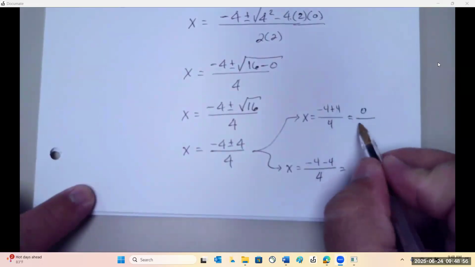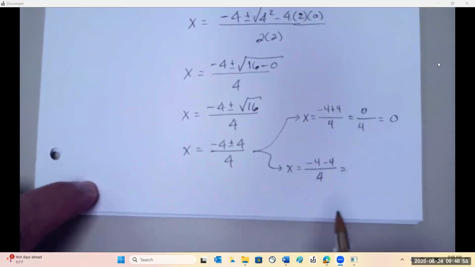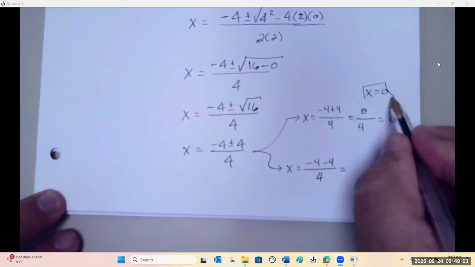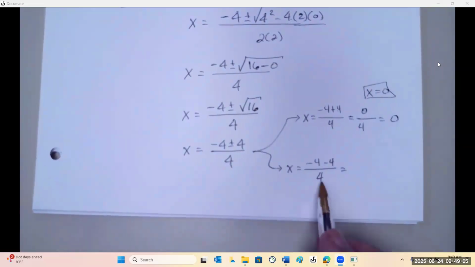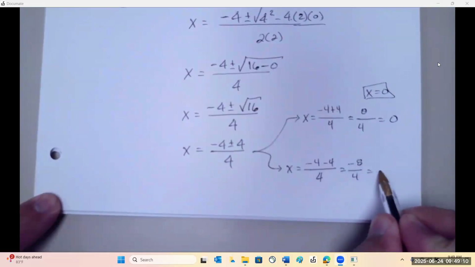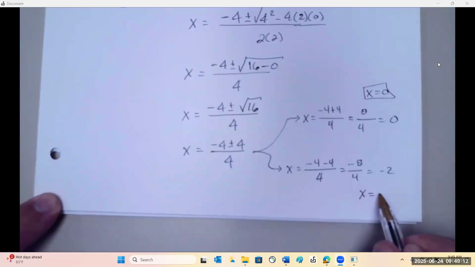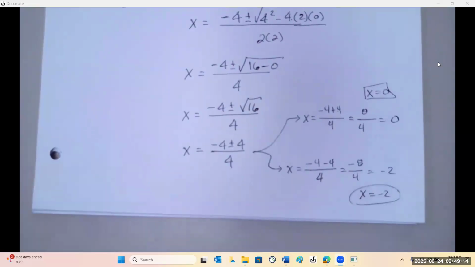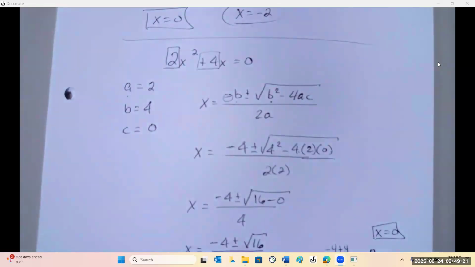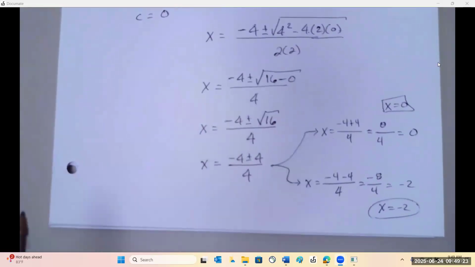-4 plus 4 is 0. 0 over 4 is 0. So x equals 0 is my first answer. -4 and -4 is -8. Over 4 makes it -2. So x equals -2 is my next answer. We just said that's what the answer is supposed to be. So the quadratic formula works no matter what you have, as long as it's quadratic.